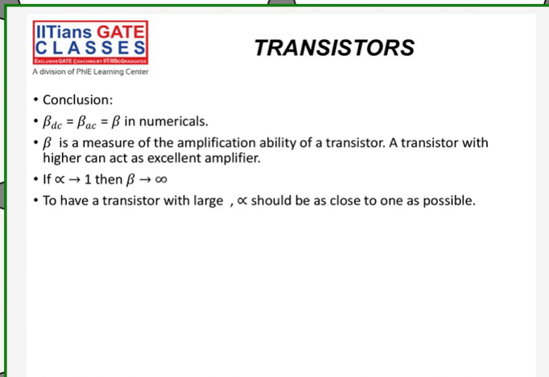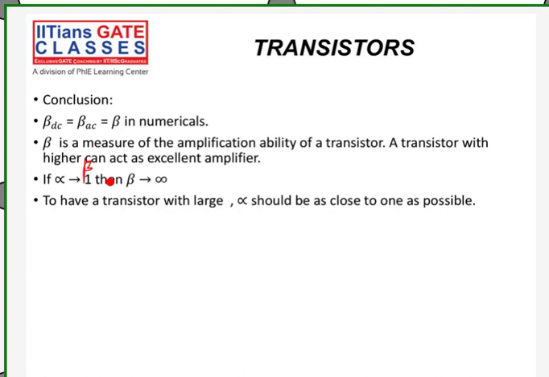Second thing, beta is a measure of amplification ability of the transistor, meaning the transistor has the ability to amplify any signal. A transistor with higher beta can act as an excellent amplifier. Okay, so that is the second thing we need to remember.